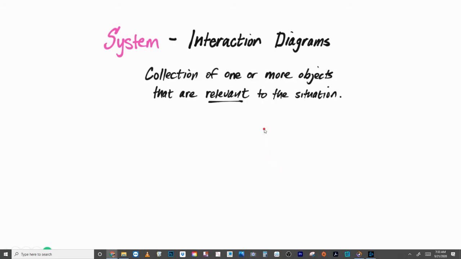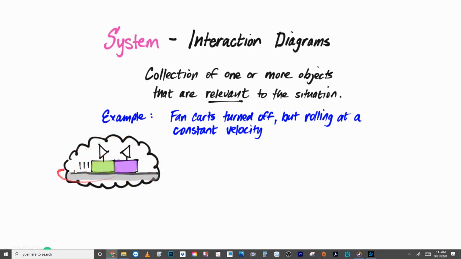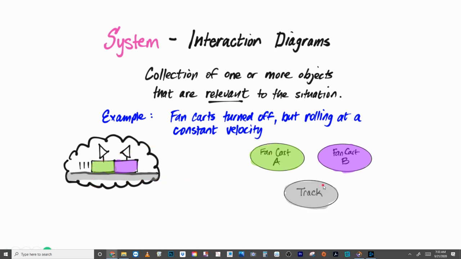All right, for a system, we're going to use what's called interaction diagrams to identify the system. A system is really a collection of one or more objects that are relevant to the situation. So we're going to use interaction diagrams to identify the objects and then the system that is a collection of those objects. Here's our example again, right? The fan carts. We had those 2 carts that were rolling to the right. Well, what are the objects involved? What are the things? Okay. Well, we have fan cart A and fan cart B. Kind of color coded it here for you, right? And then we have the track, and we think we'd be done.